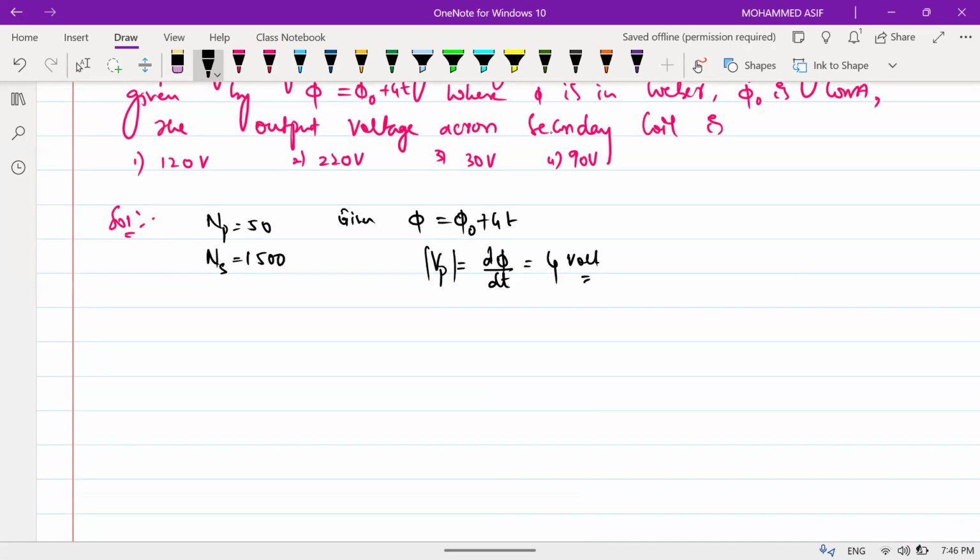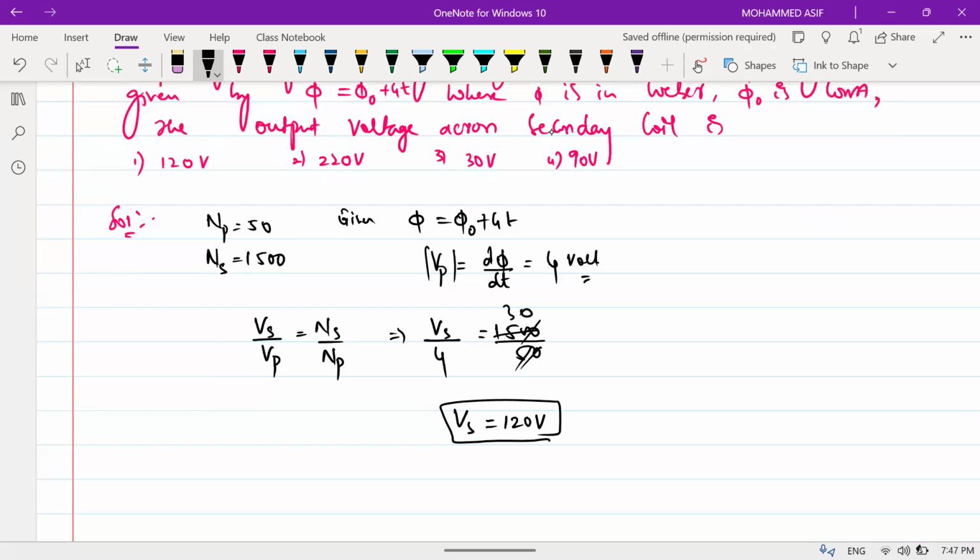So what is the formula? Vs divided by Vp will be equal to Ns divided by Np. I hope you remember this formula. So Vs divided by Vp is 4, Ns is 1500 divided by 50. This one and this one is gone right now. 5 ones are 5, 5 threes are 15. So Vs is equal to 3 fours are 12. It will be equal to 120. Got it?